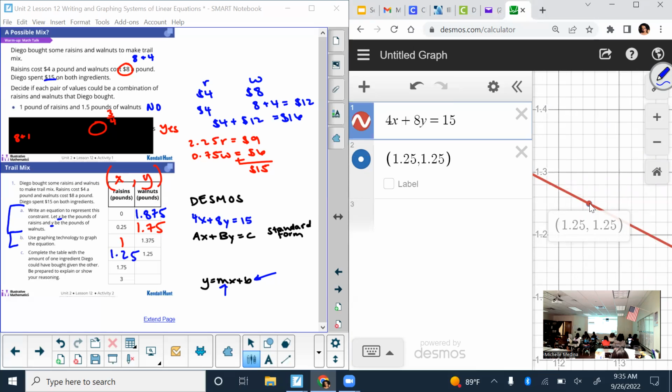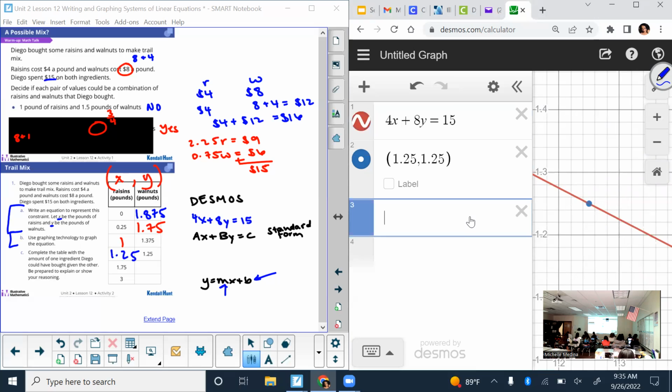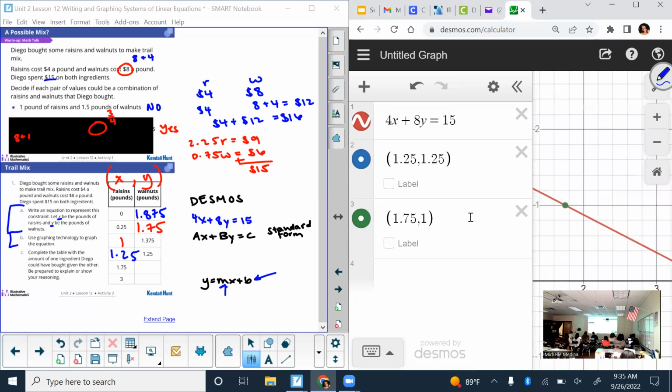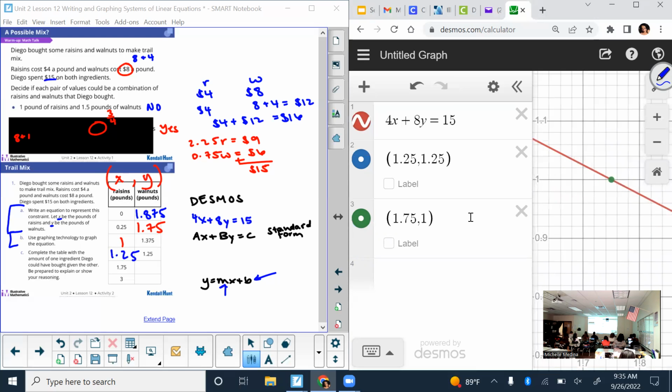So that makes sense. What about when x is 1.75? 1, you said. Let's see. All right, looks like it's on the line, zooming in to make sure. And yes, your y should be 1 when x is 1.75. And what about when x is 3?